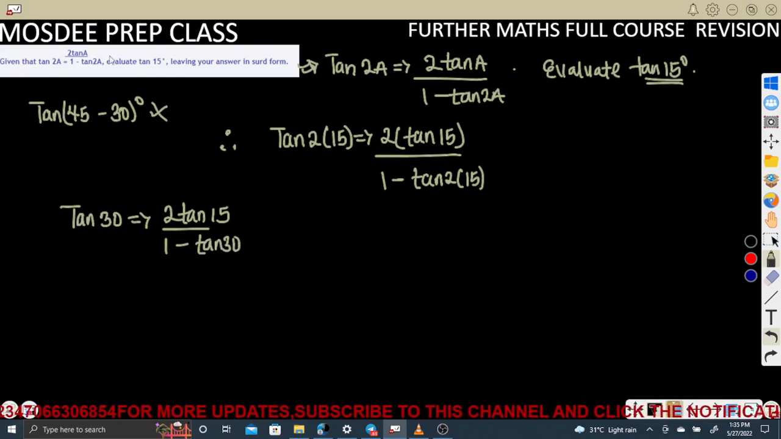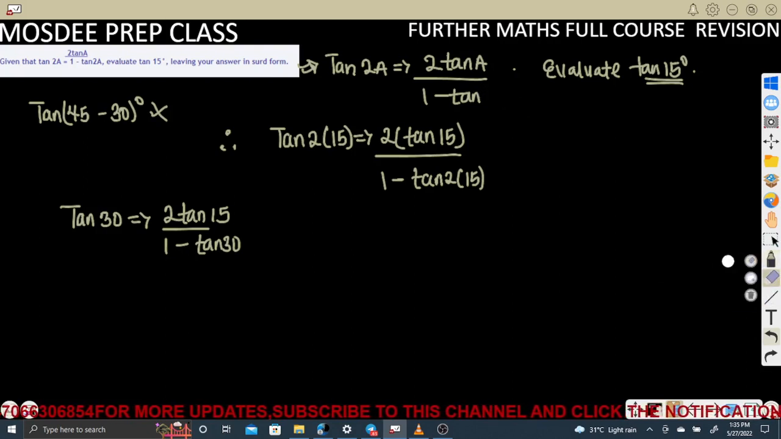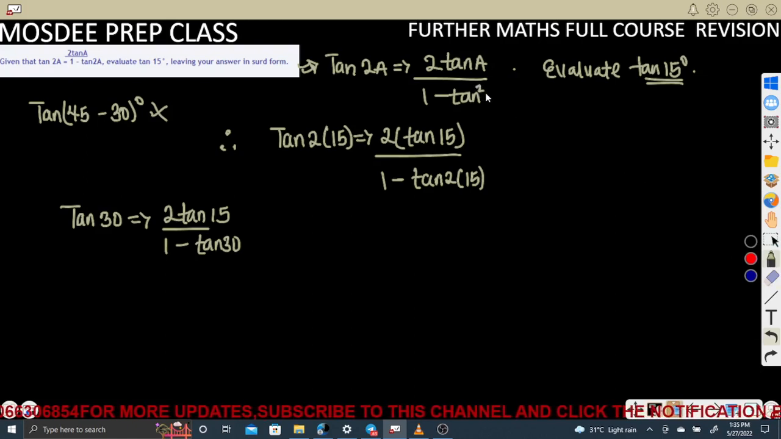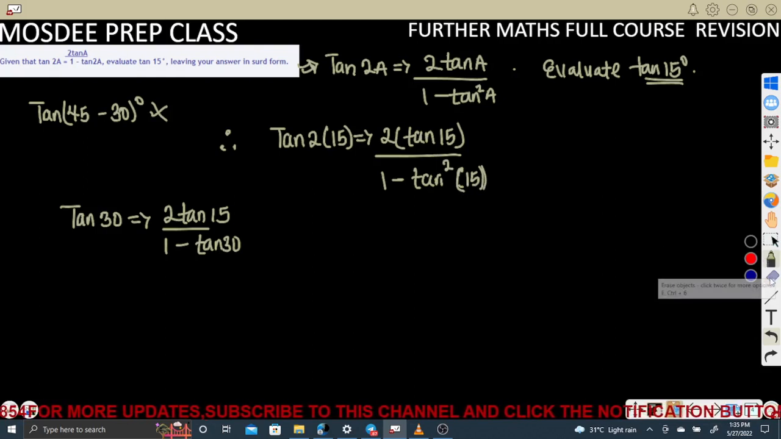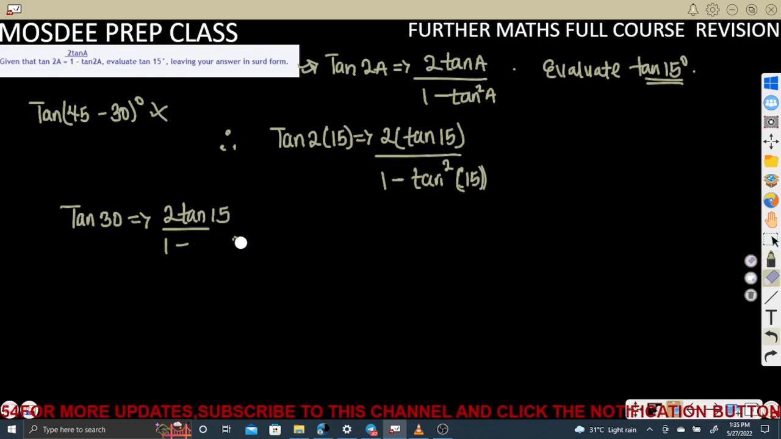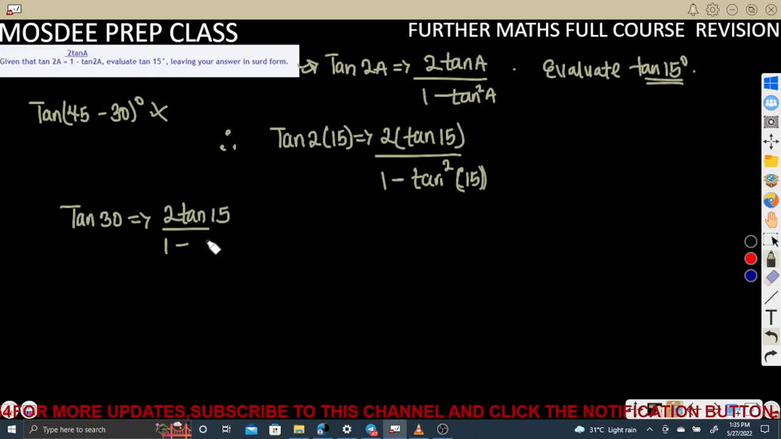This should not be tan 2, it should be tan square A from the trigonometric identity. So I think there's an error. So let me try and adjust that error. Because tan A plus B is tan A plus tan B all over 1 minus tan A tan B. So this will be tan square A. So it is tan square and not tan 2. So if that is the case here, it will also change something here. This should be tan square 15. So please be careful about that. And tan square 15 is what you are expected to write here.